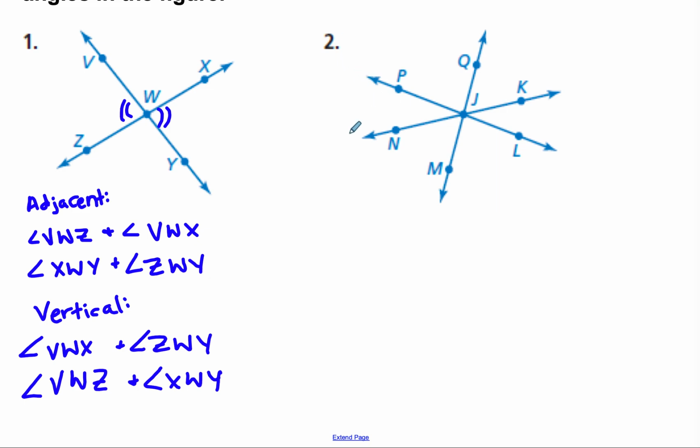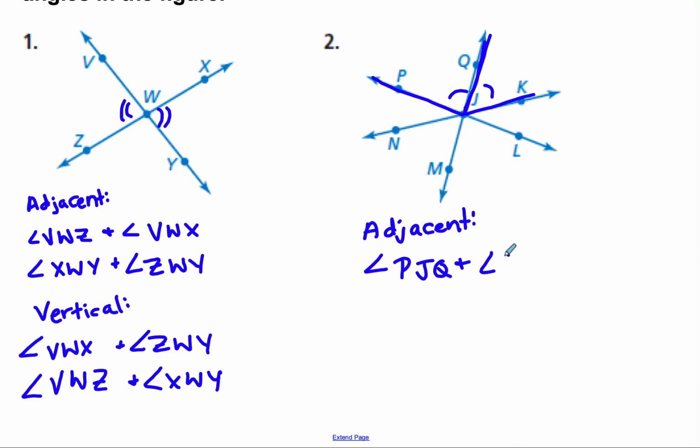All right, let's take a look at number 2. Now number 1, you should really have the same pairs as I do, but 2, there are 3 lines there. So you might have something that is different than what I have, and that's okay. All right, let's start with adjacent. I'm just going to start right here. Angle PJQ and angle QJK. It's this one and this one. They both have the same 2 of the 3 letters in common.